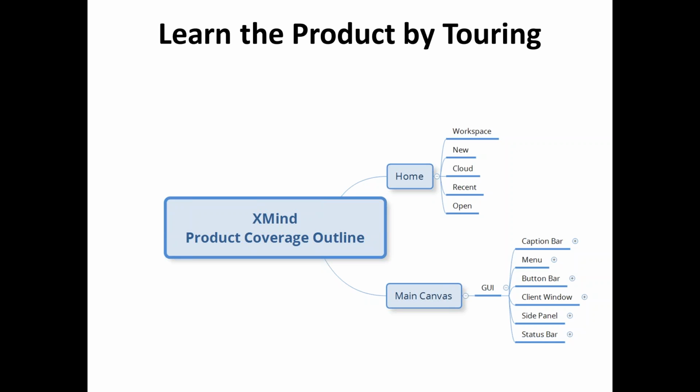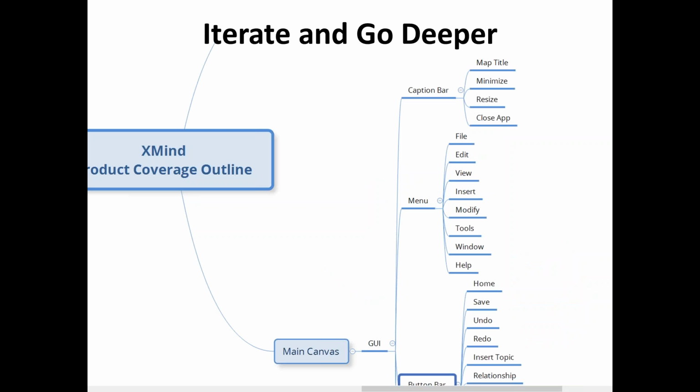On XMind, there's a kind of home page which identifies a bunch of options that we could visit: workspace, new project, stuff that's in the cloud, recent files, and files that are currently open. Then when we go to the main workspace page, the main canvas, and look over the screen, we see a caption bar, a menu, a button bar, a client window, and a side panel. And then we go deeper.